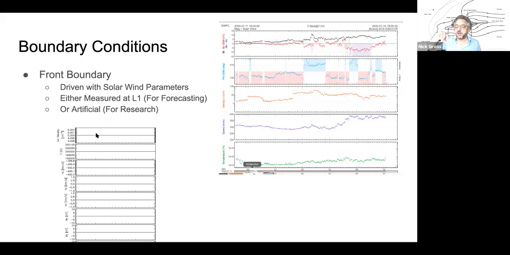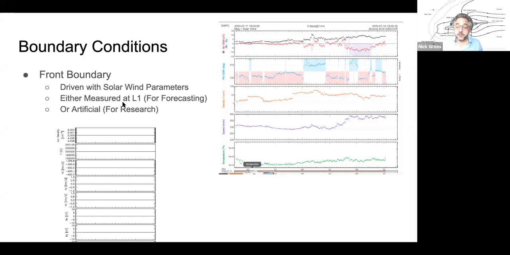Boundary conditions. So I talked about the inner boundary condition as Earth's magnetic field. The outer boundary condition is primarily at the front. Everything back, since the solar wind is supersonic, things going out the back just keep going. And so it's absorbing boundary conditions out the back. The front, you're feeding in the solar wind conditions that you want the magnetosphere to respond to. And we can look at some of those in some detail.